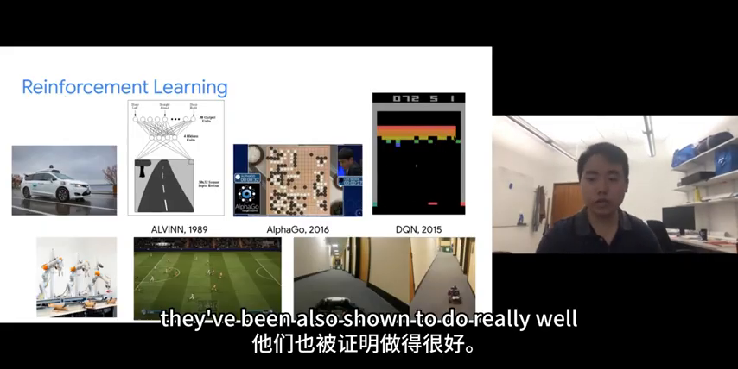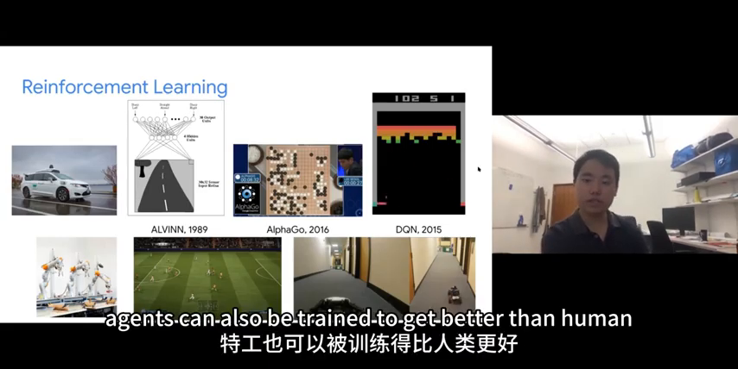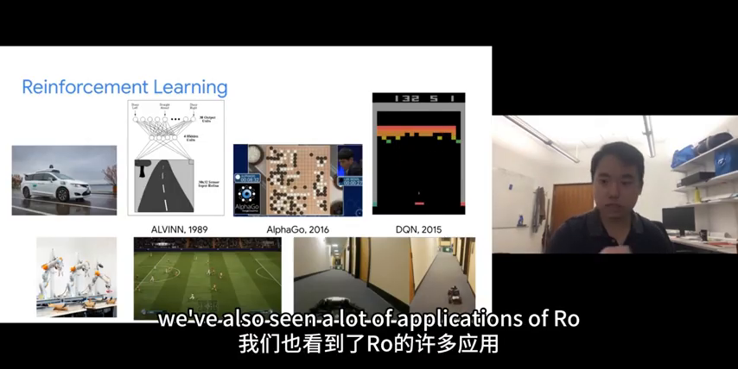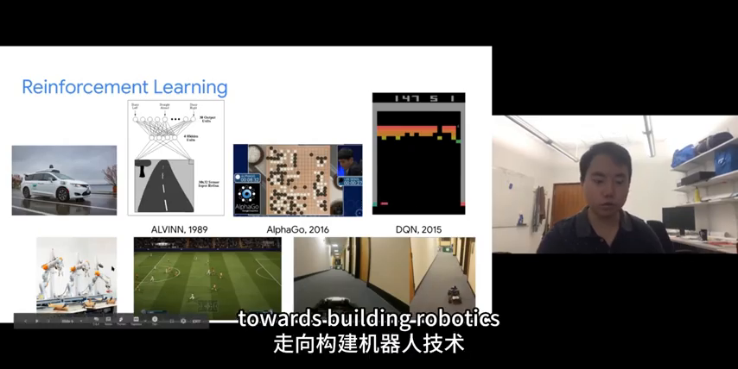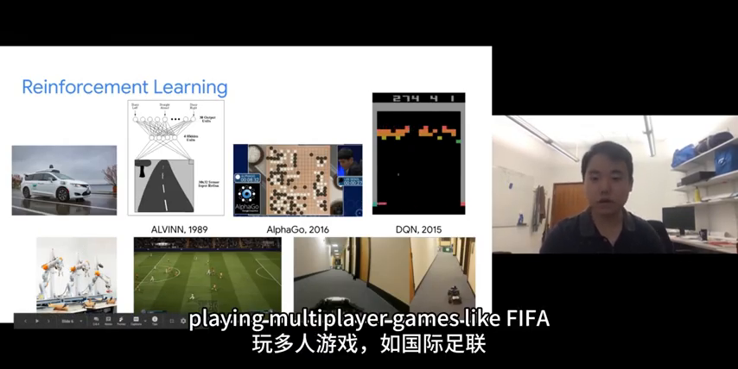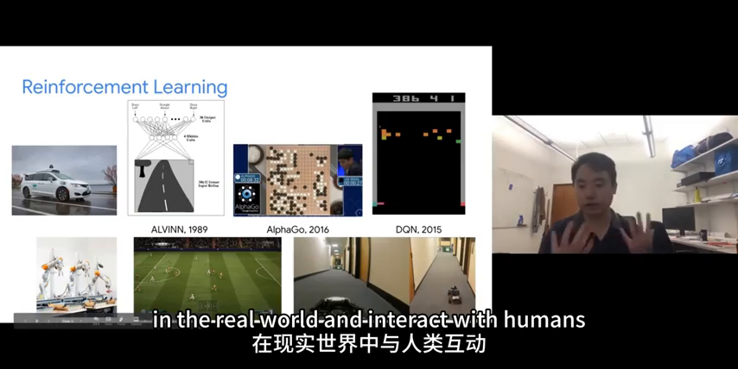They've also been shown to do really well on Atari games, which require a lot of human dexterity, but AI agents can be trained to get better than human performance. Likewise, we've seen a lot of applications of RL in the real world, towards building robotics for manufacturing, playing multiplayer games like FIFA, and also building robots that can effectively navigate in the real world and interact with humans.